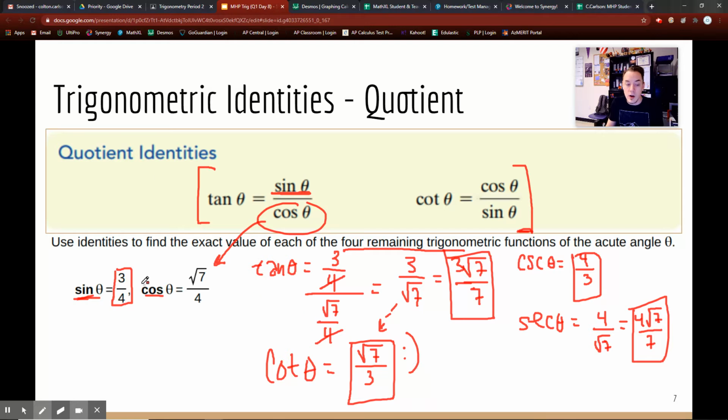Okay, so those are all three. 1, 2, 3, 4, 5, 6. All six of them. And all four that I solved for. So these are the quotient identities.